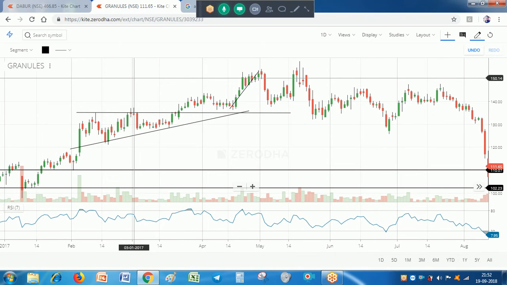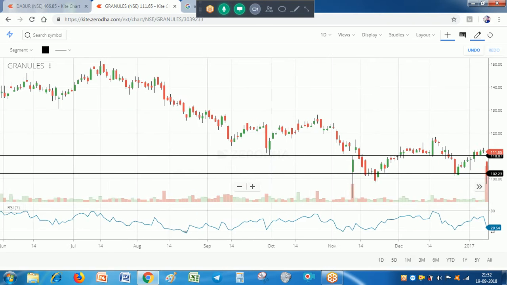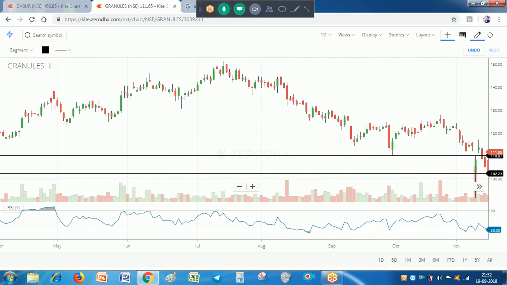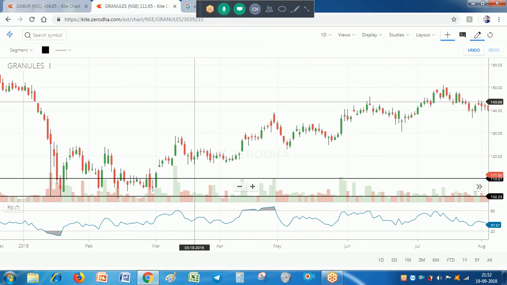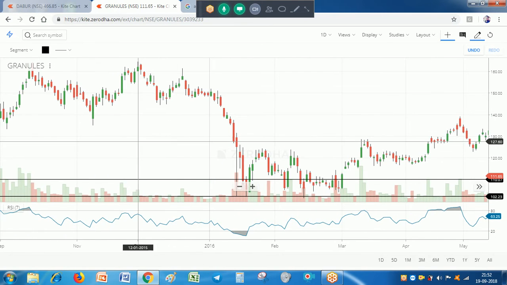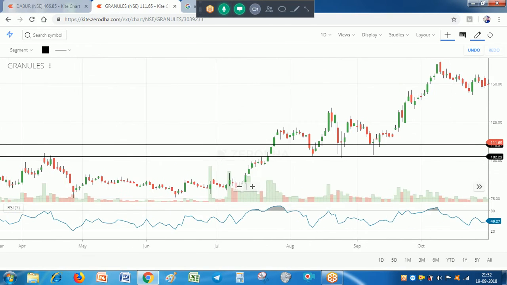So is this pattern clear, friends? Ascending triangle is clear to everybody? Friends, ascending triangle clear? Hello?